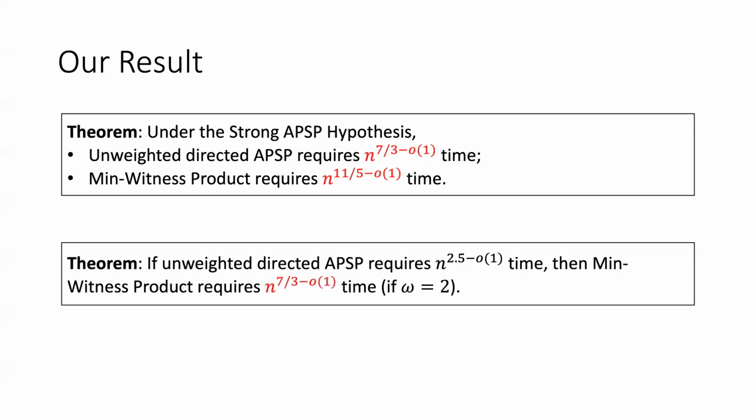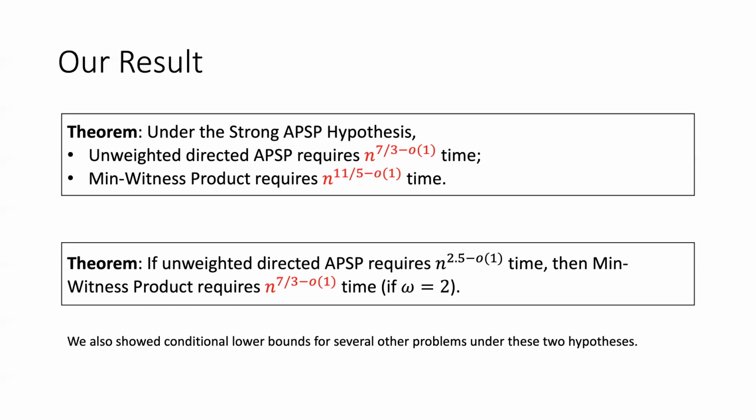We also provide a reduction from unweighted directed APSP to minimum witness product. More specifically, we show that if unweighted directed APSP requires essentially n to the 2.5 time, then minimum witness product requires essentially n to the 7/3 time if omega is 2. And it is worth noting that in the first theorem, the time bounds hold regardless of the value of omega. We also showed conditional lower bounds for several other problems on these two hypotheses in our paper.